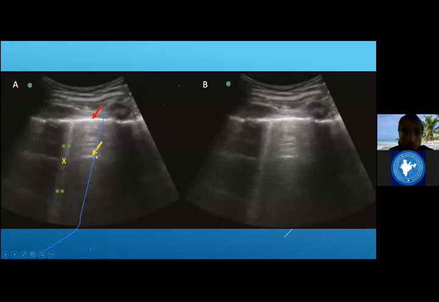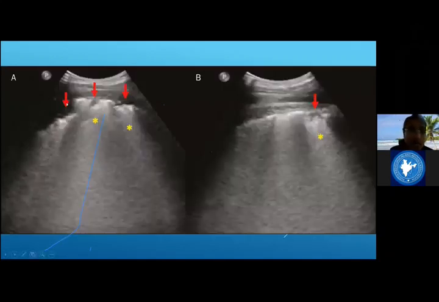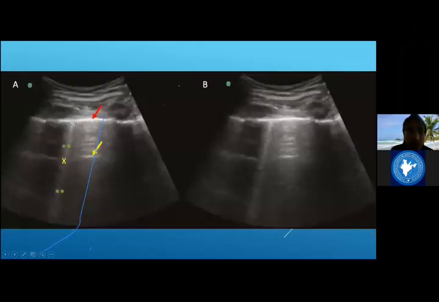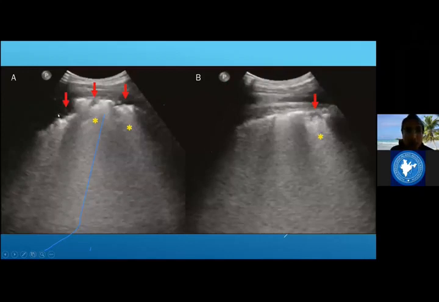This is also normal. One or 2 B lines is normal. So this is again a normal appearance. But now here we have started seeing some hypoechoic areas in the subpleural aspect. In this case, you can see a normal smooth pleural lining. When we start seeing irregularity of the pleural line with subpleural hypoechoic areas, then it becomes abnormal. In a COVID-19 patient, we should always look for these subpleural consolidations.